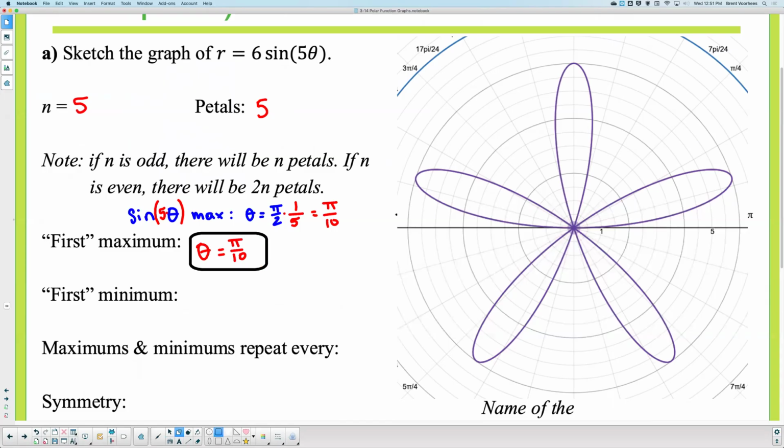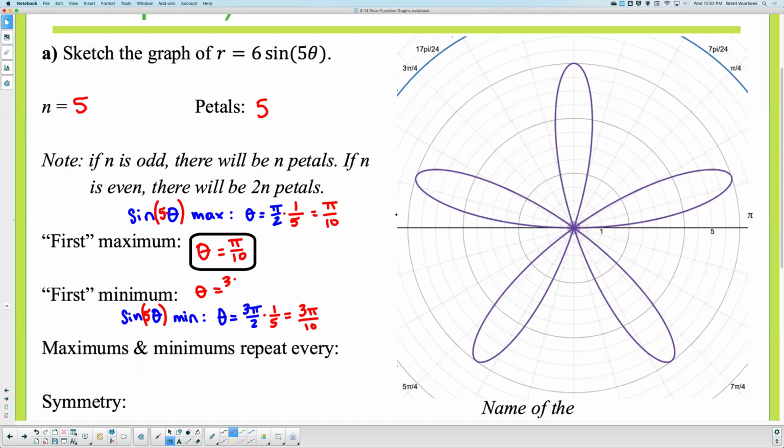Let's see if you could talk me through how you think you find the first minimum. Where does sine normally have its first minimum? 3 pi over 2. Perfect. Put 3 pi over 2. Now this graph was not just sine by itself, it was sine with a 5 theta. What's that 5 actually doing? Is it multiplying or dividing? It's dividing. So if I divided it, what do we get there? 3 pi divided by 10. That's going to be the first minimum.